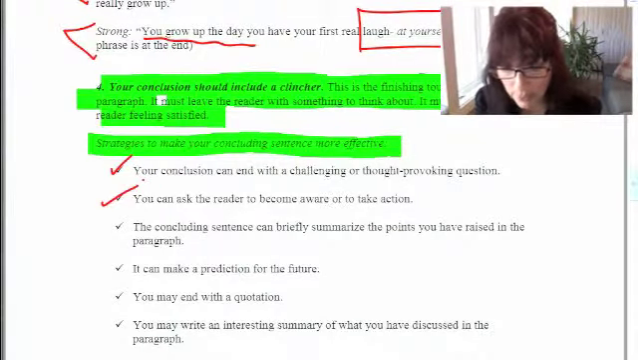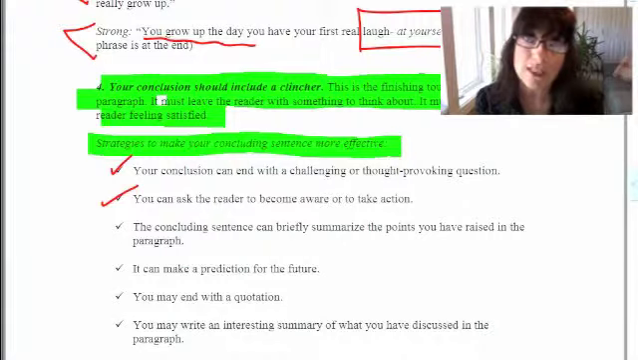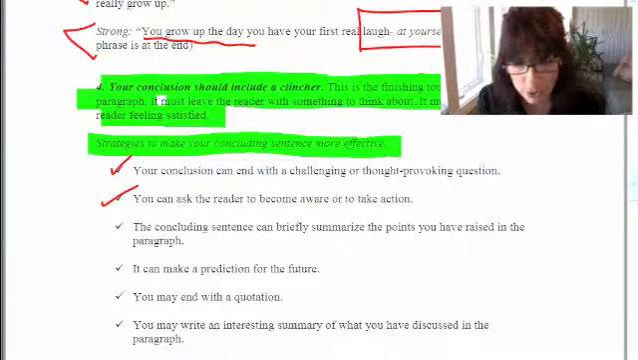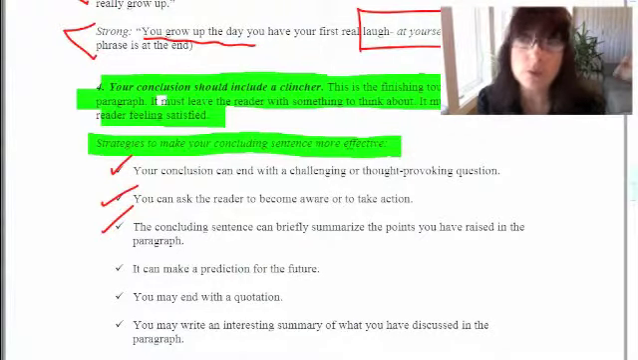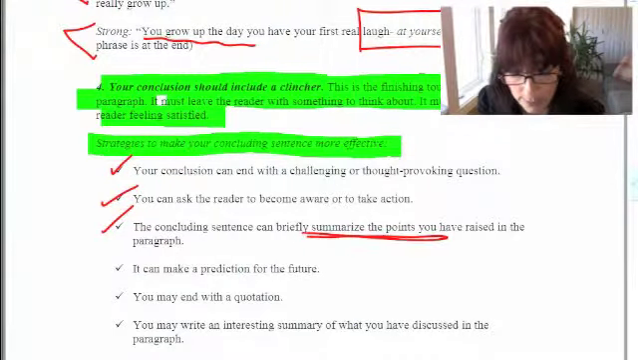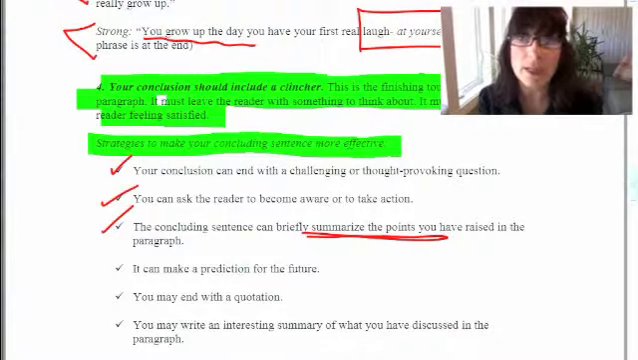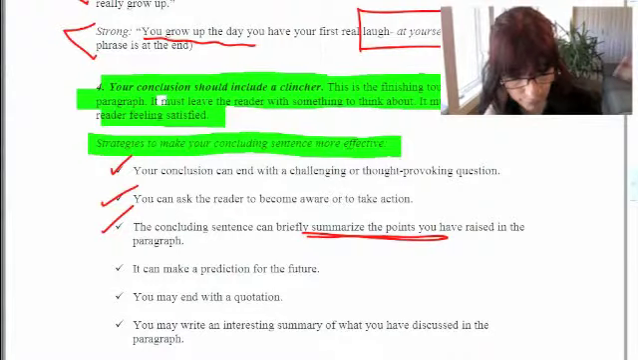You might ask your reader to become more aware or take action. Let's say you're talking about something that you're passionate about, an environmental issue that's important to you. You might want to request that the reader become more aware or take some action. Your concluding sentence can briefly summarize the points you raised in the paragraph. So if you want to summarize your ideas, don't copy and use the same language, the same diction or words. Rephrase and write a brief summary in your conclusion of what you've talked about in the body of your paragraph.